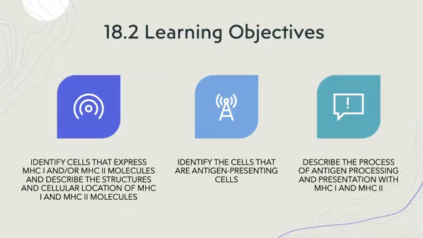Let's go through our section learning objectives. We want to be able to identify cells that express MHC1 and or MHC2 molecules and describe the structures and cellular location of the MHC1 and 2 molecules. We also want to identify the cells that are antigen presenting cells and describe the process of antigen processing and presentation with MHC1 and 2 molecules.